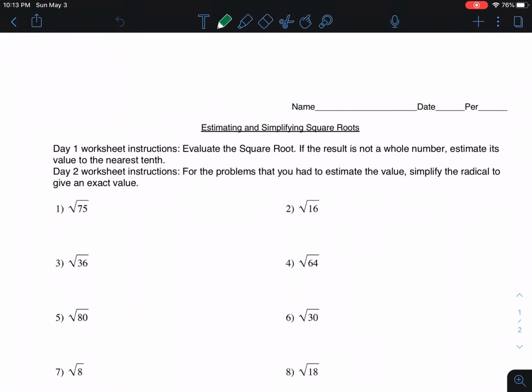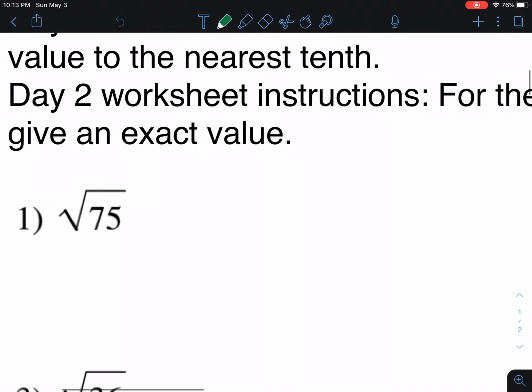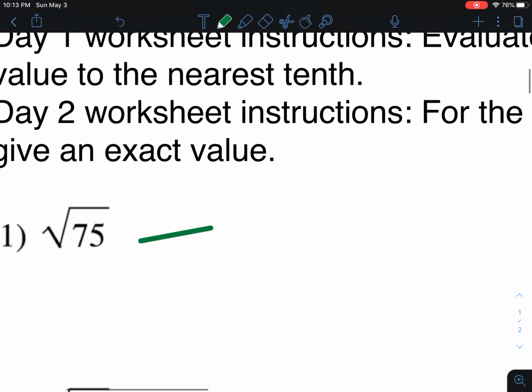So what we have here is a bunch of square roots or radicals. Radical is just that little symbol that we call a square root symbol. In this case, right up above the 75 there, that's the radical. And if they don't put a little number over in this area here, then we're assuming it's a square root.